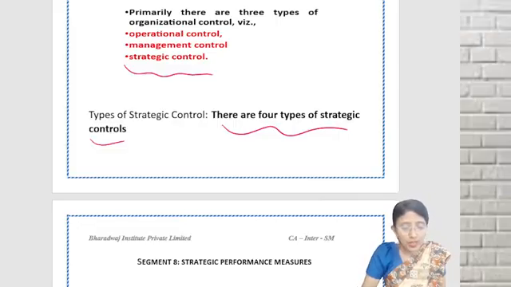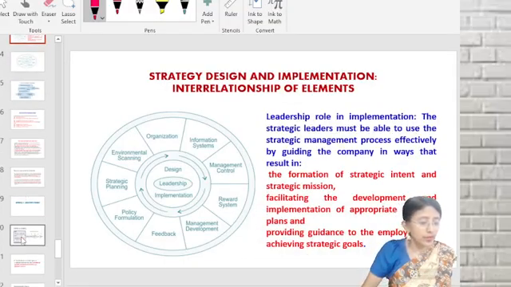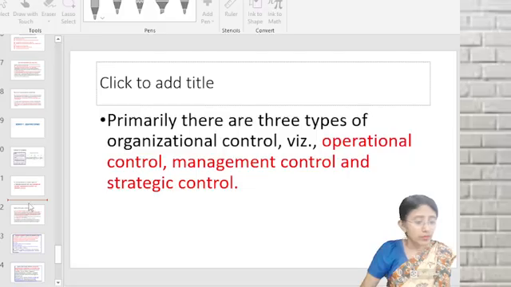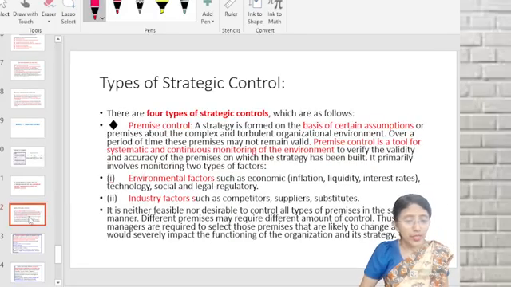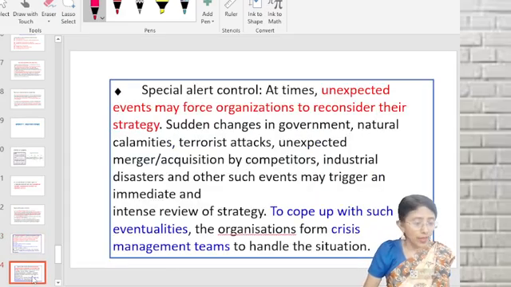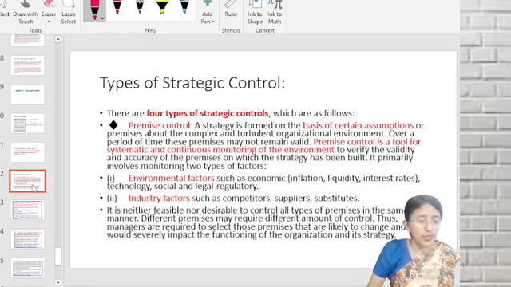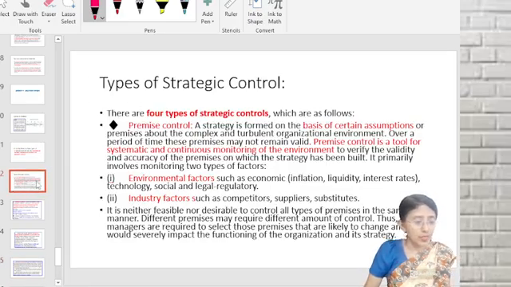Four types of strategic controls. You know what they are? By now, you know what they are? Now, what are the four types of strategic controls? Please look at what I've given: premise control, strategic surveillance, special alert control, implementation control. Do you see that? So mark the four types as important.